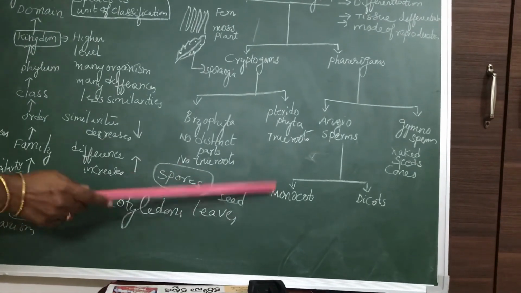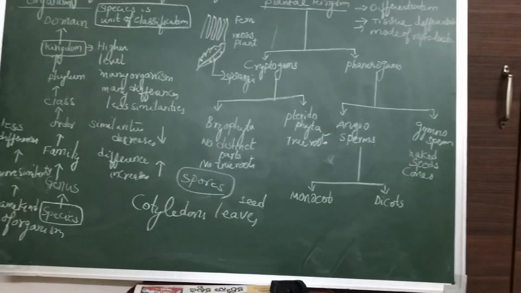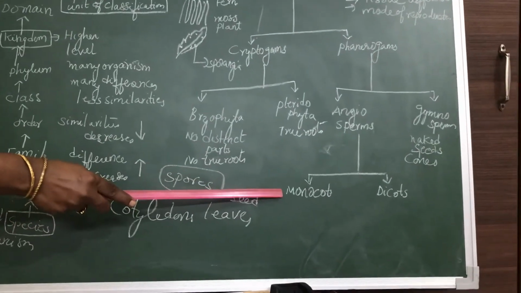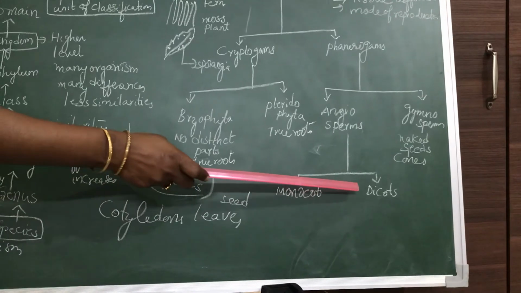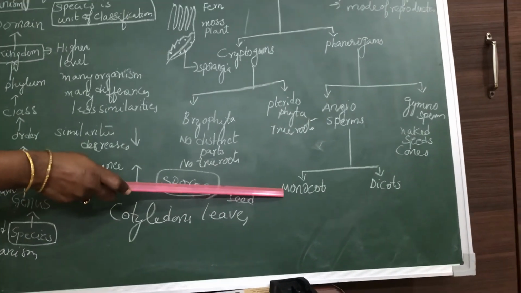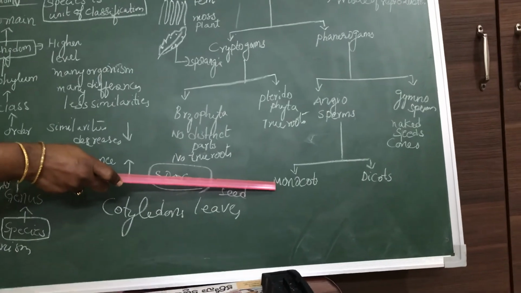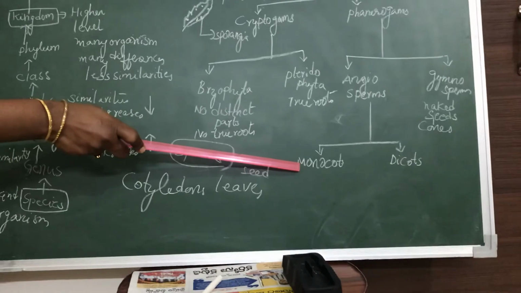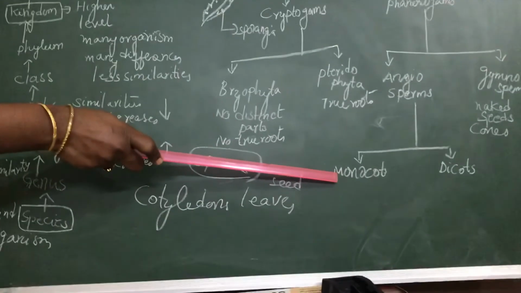Monocots consist of only one cotyledon. Mono means one. The seeds with one cotyledon we call monocots. The seeds with two cotyledons we call dicots. Monocots, the best examples: all the grass family, maize, jowar, paddy, all these we call monocots. They have only one cotyledon.